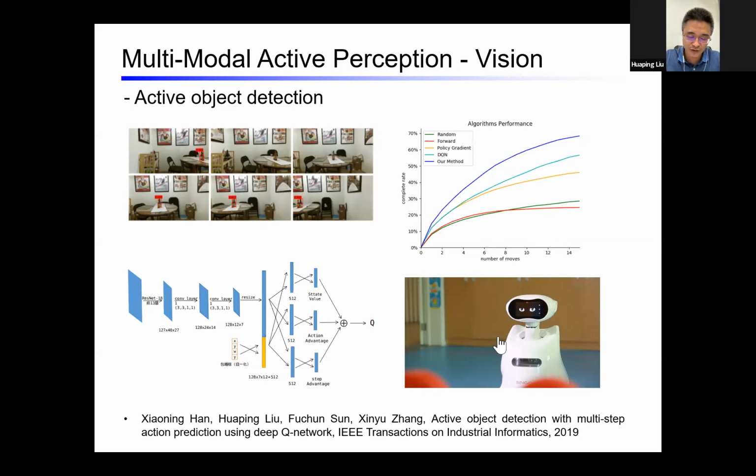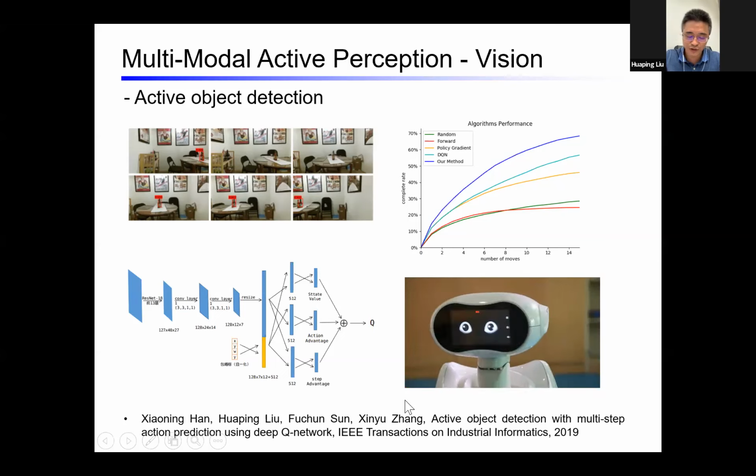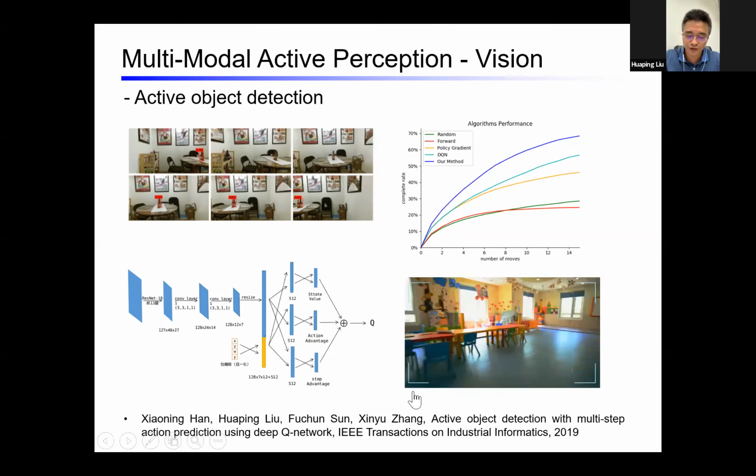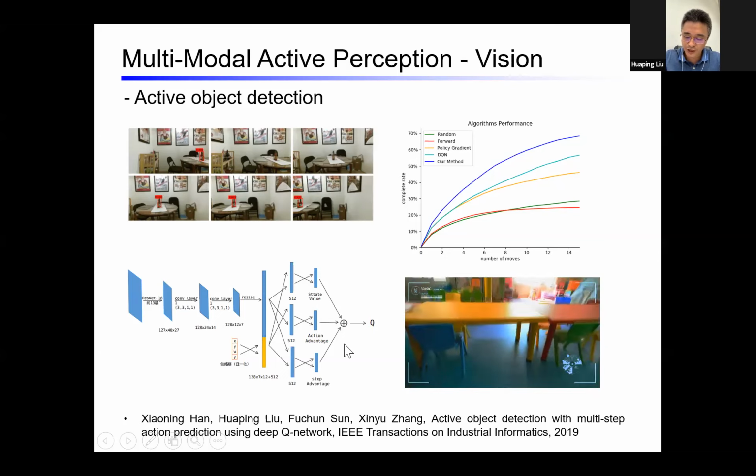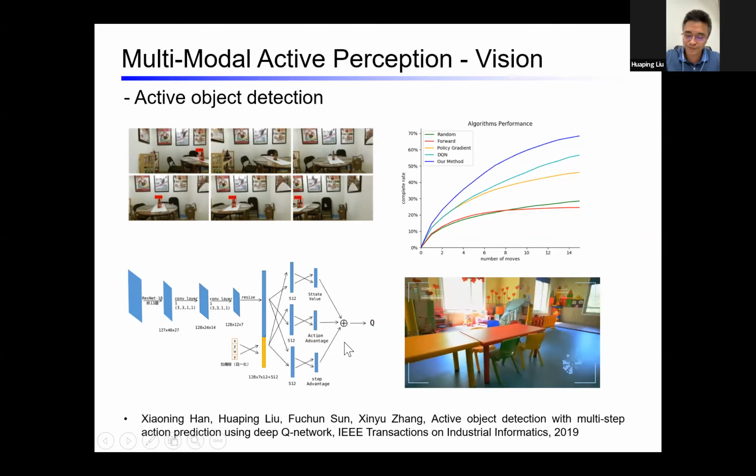Here we designed a novel deep Q-learning network to generate actions to explore the environment for active object detection. In this video, the children are playing hide and seek with the robot. With the proposed network, the robot is able to actively find the children.